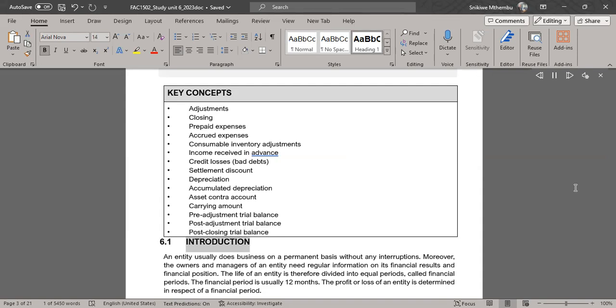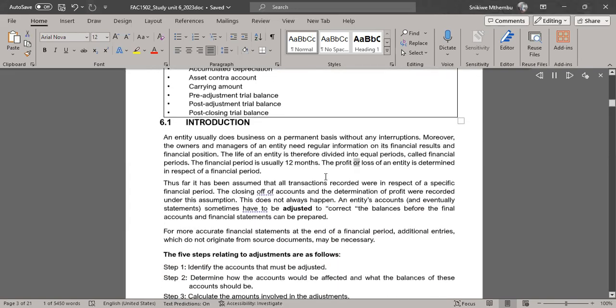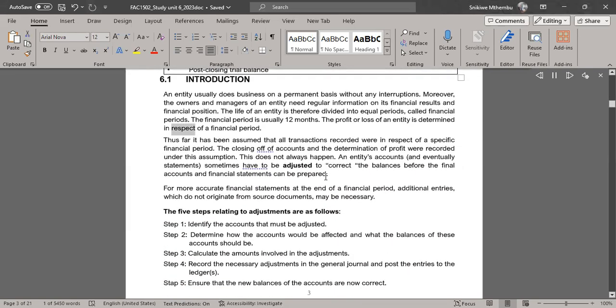6.1 Introduction. An entity usually does business on a permanent basis without any interruptions. Moreover, the owners and managers of an entity need regular information on its financial results and financial position. The life of an entity is therefore divided into equal periods, called financial periods. The financial period is usually 12 months. The profit or loss of an entity is determined in respect of a financial period.